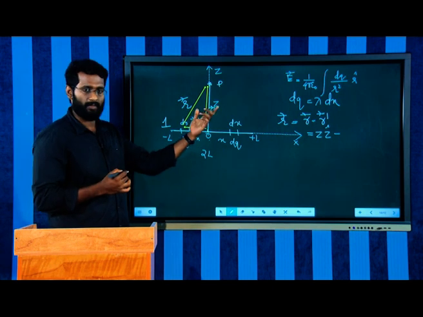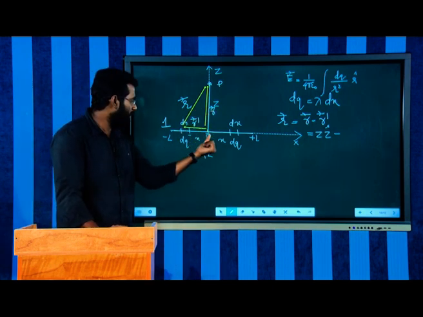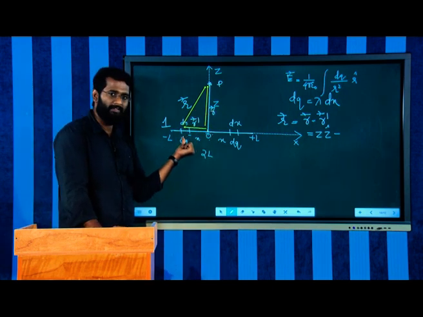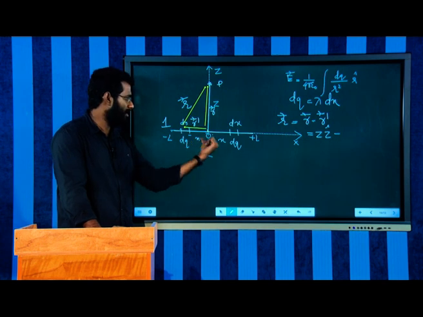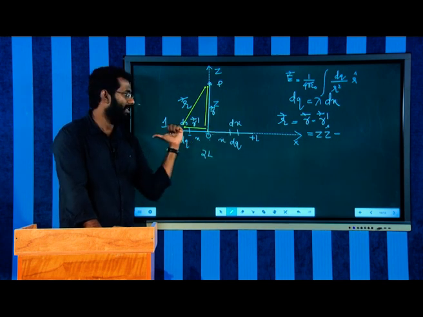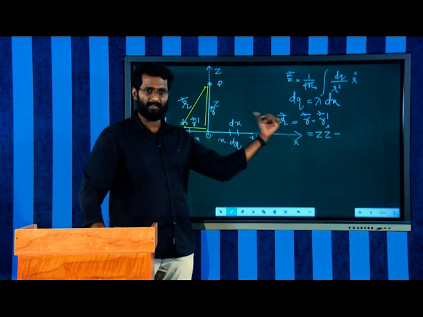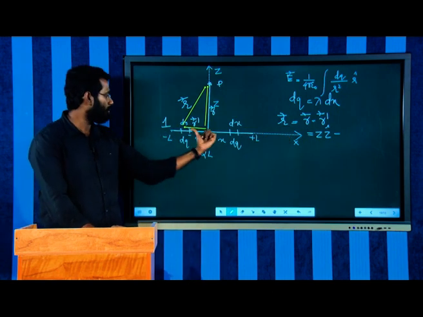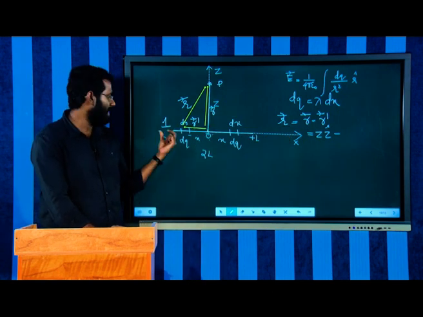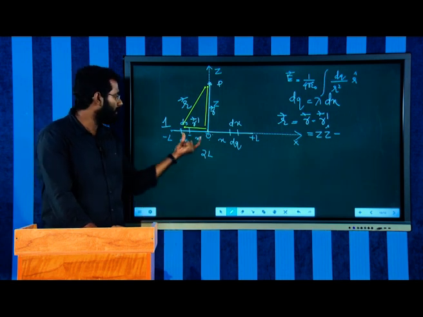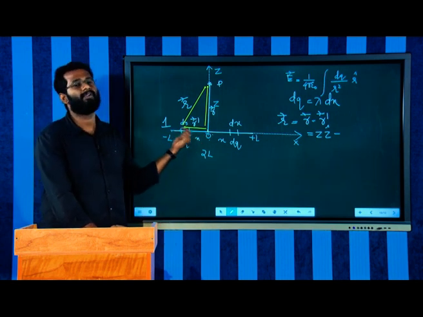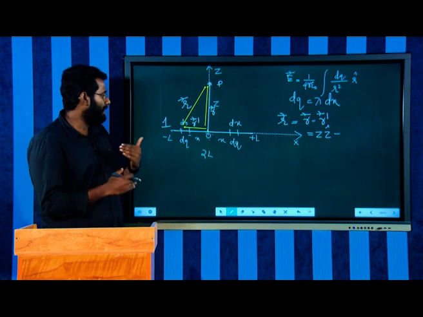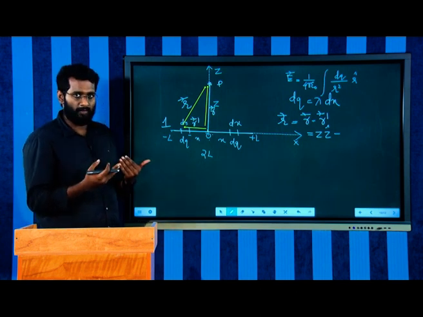Now, there is an r dash. What is the r dash vector? That vector is from the origin to the left dq. That means it is along the minus x axis, because this is the positive x axis and this is the negative x axis. So, this is along the negative x axis. What is the magnitude of that vector? Yes, it is x distance from the origin. So, we can write it as x cap with a minus sign.